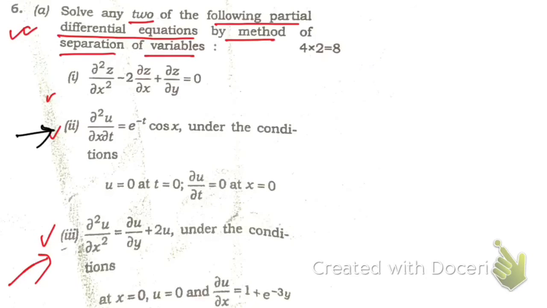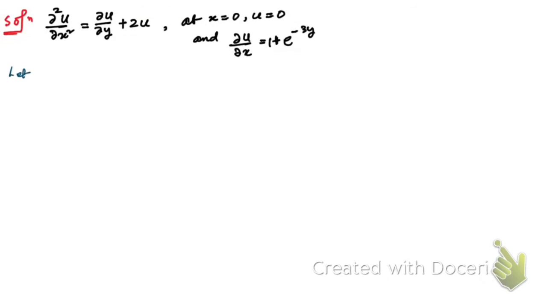Now let us solve this question. Question number 6A3. So let me take a slide. Now let us consider u is equal to capital X into capital Y. This is, suppose, equation number 1, where capital X is a function of small x and capital Y is a function of small y, right? So that's how we have considered.